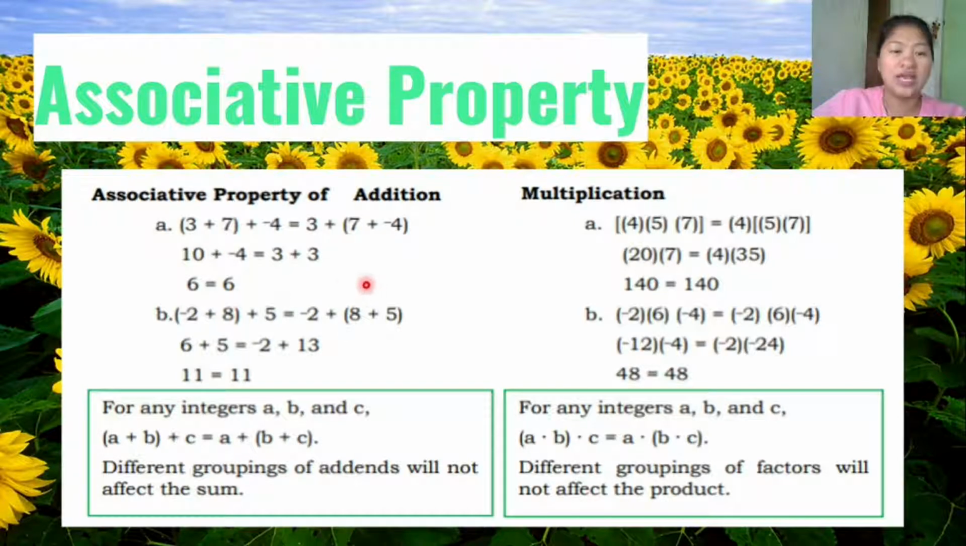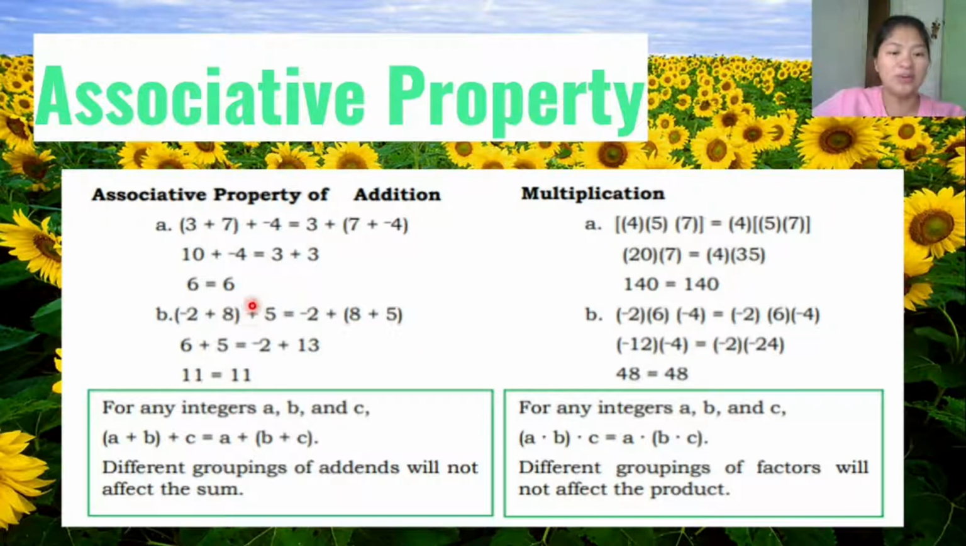So as you can see, nagpalit po ng groupings dito si 3 plus 7 muna. Dito si 7 plus negative 4 naman, pero yung answer po natin ay hindi nagbabago. For example, number 2, you have negative 2 plus 8 plus 5. In the left side, ang magka-group po is negative 2 plus 8. And in the right side, ang magka-group naman po is 8 and 5.